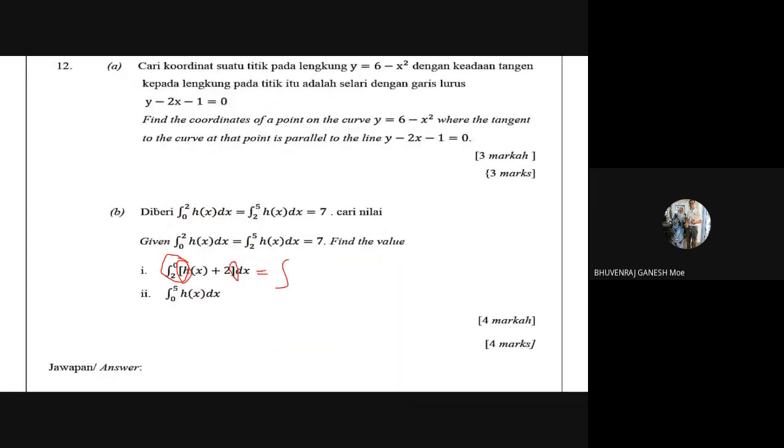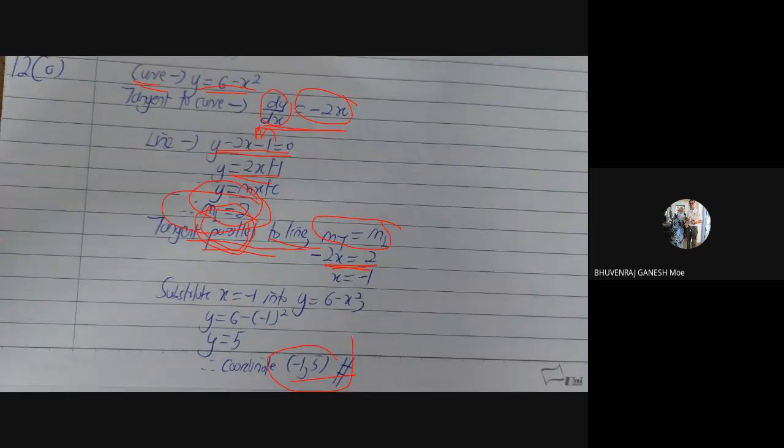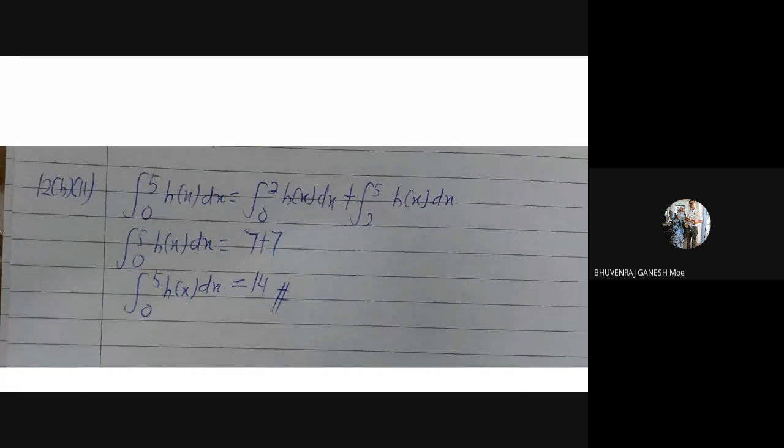So part B2, okay, B2 ni lebih senang. Guys, you can directly tell the answer for this one. What is the answer for number 2? Yang ni boleh nampak saja dan bagi jawapan B2. Yes, very good, 14. Okay, so how do you get 14? Like this.